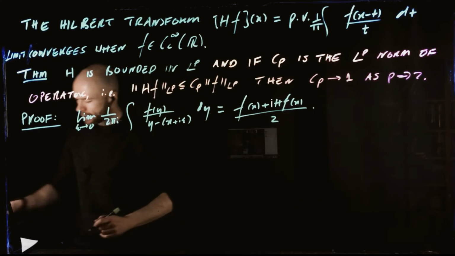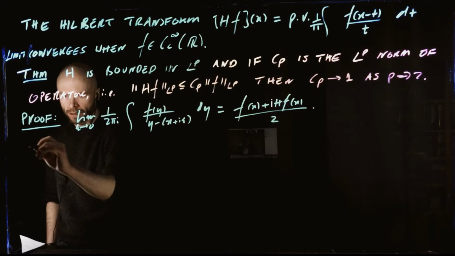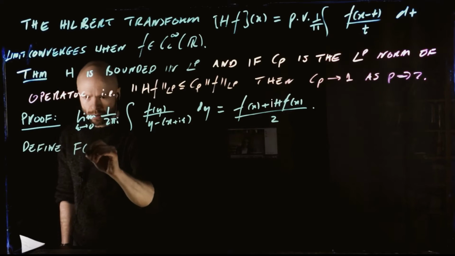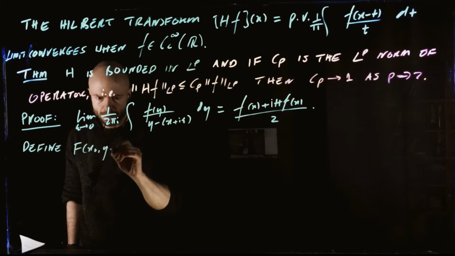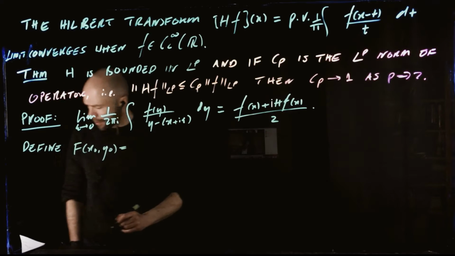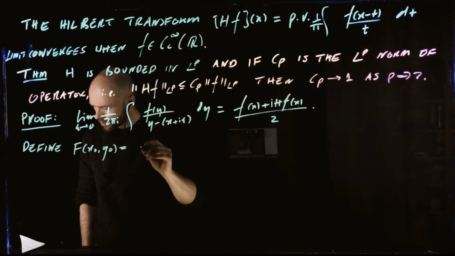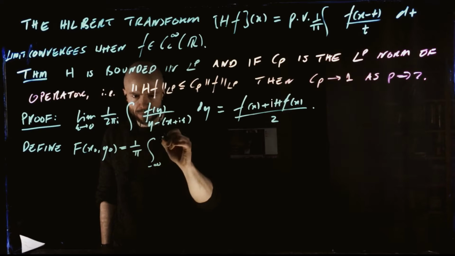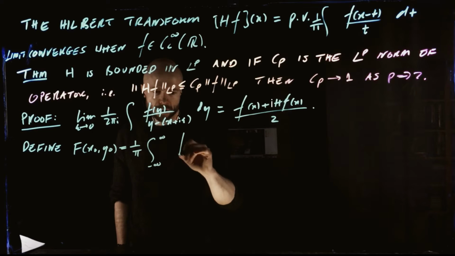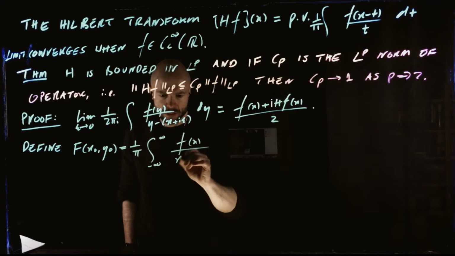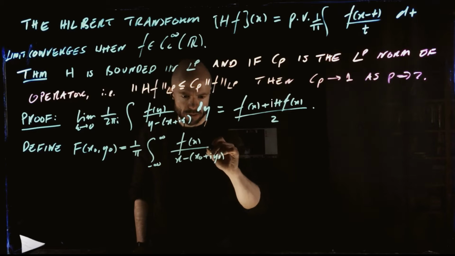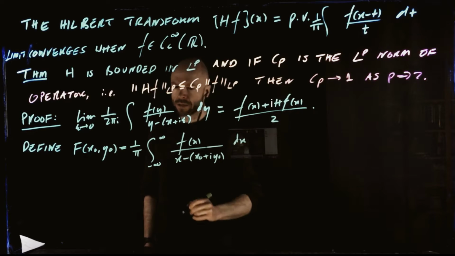So we're going to study the following mapping. We're going to define f of x0, y0 to be this: 1 over pi, the integral from minus infinity to infinity of f of x over x minus x0 plus i times y0, like this.